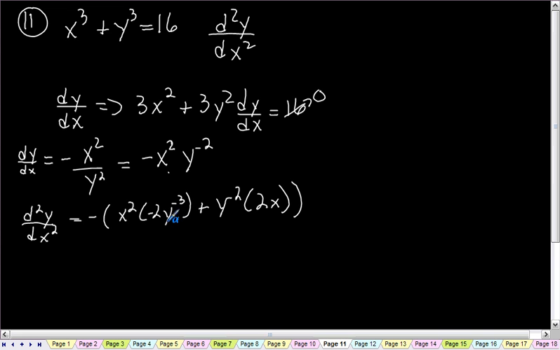This becomes a 2 in front on the top and a y to the third on the bottom, plus the 2x on the top and a y squared on the bottom.